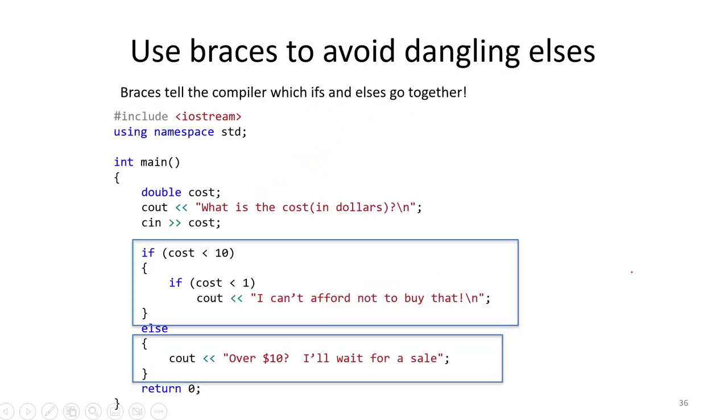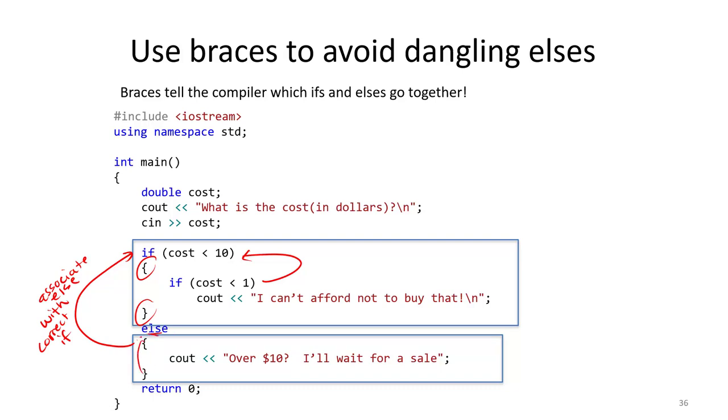We saw that in order to fix this error, we had to use braces. Notice we used braces to associate if cost is less than 1 with our earlier if statement, and the braces also caused us to associate else with the correct if. These braces associate our else statement with the nearest unpaired if. So now that solved our problem.